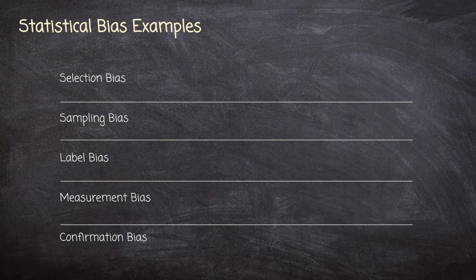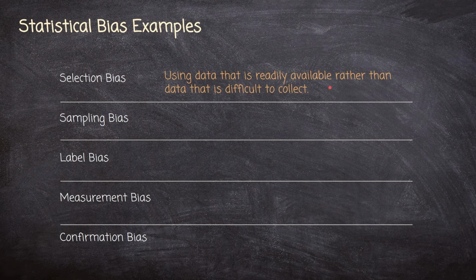Now, here are some examples of these types of bias. For selection bias, it happens when we use some data that's already available and easy to access versus some data that's more difficult to access. For sampling bias, maybe we're doing a political survey and we only have a list of people that have landline phones. If we just did a survey with these people, you can see there are a lot of people who do not have landline phones, and so we are not getting a true representation of the overall population.